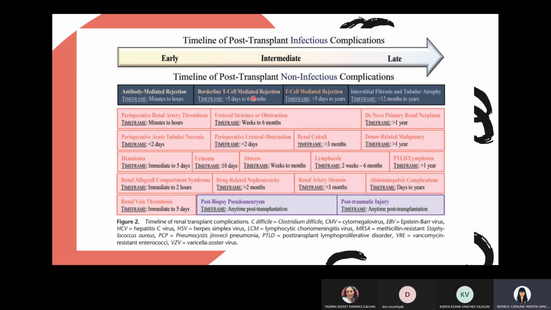And some of our intermediate complications can be signs of obstruction, lithiasis, urinomas, sepsis, and drug-related nephrotoxicity due to the treatment of the patient post-procedure. And then some of our late causes of complication and rejection can be neoplasms of the donor or neoplasms of the recipient, as well as some post-traumatic injuries.